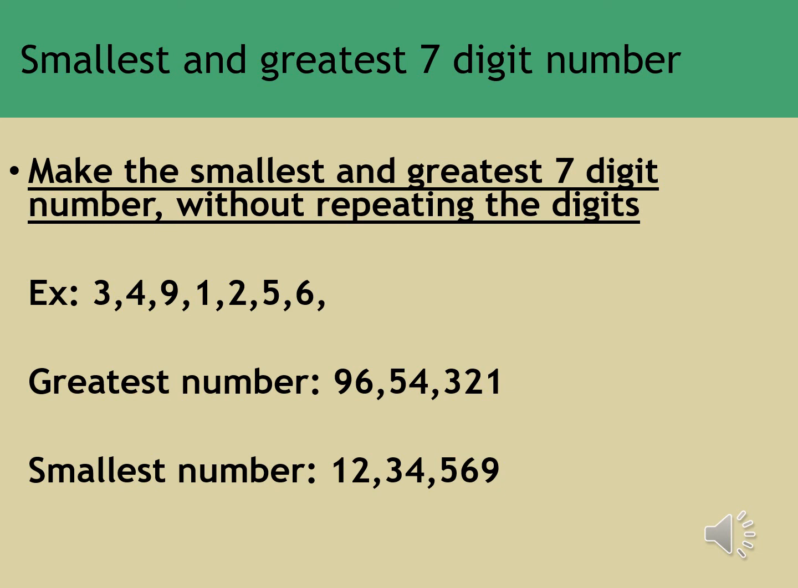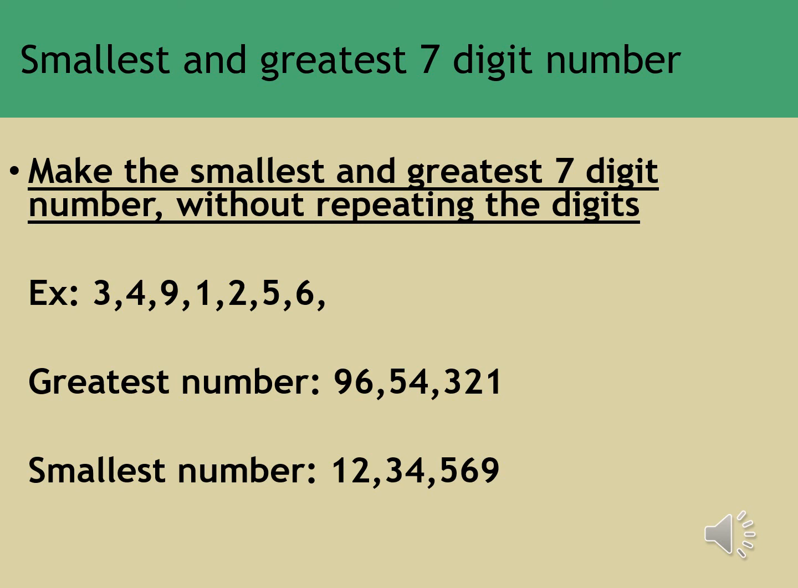So which digit will come in the leftmost position? The greatest digit, that is 9. Next 6, next 5, next 4, next 3, 2, 1. So what is the number we got? We can separate the number by putting commas. After the hundreds place we can put a comma. After the 10,000s place we can put a second comma. So the number we get is 96,54,321. That is the greatest number we can form using the given digits.